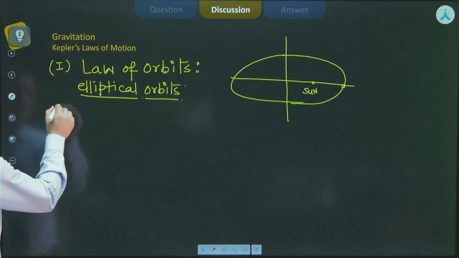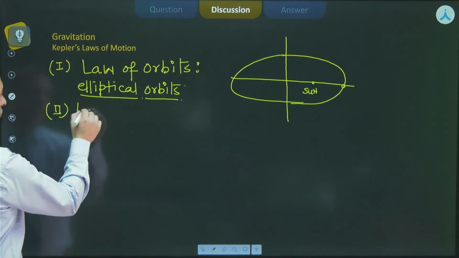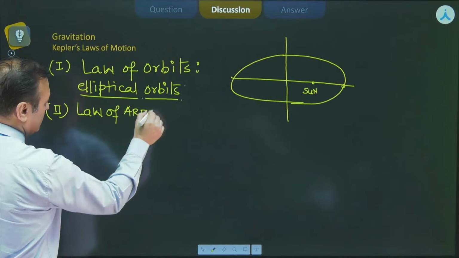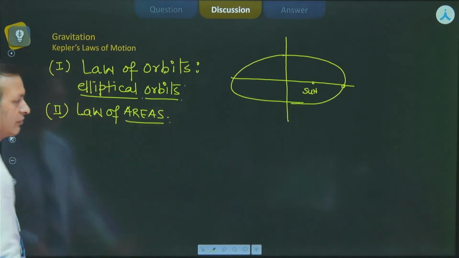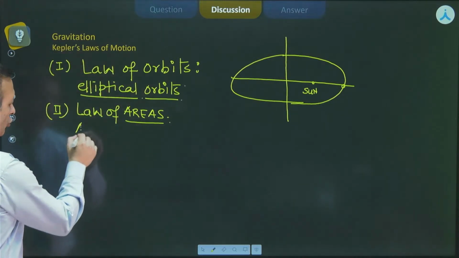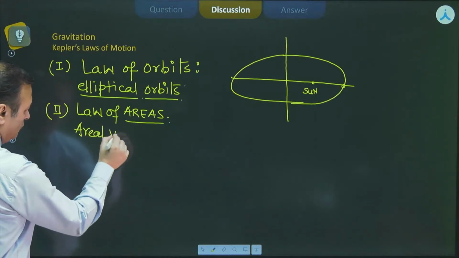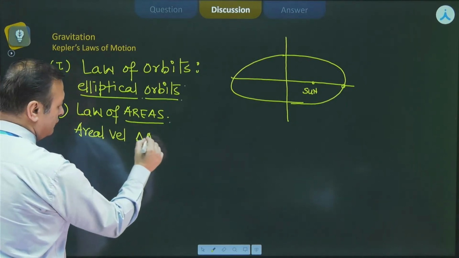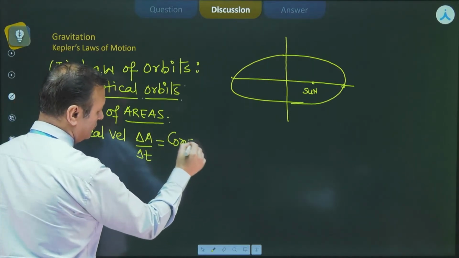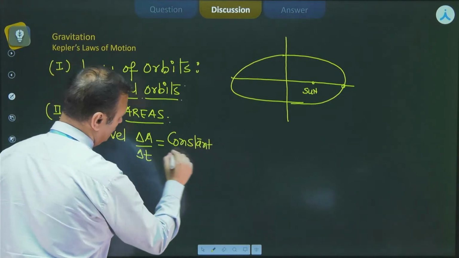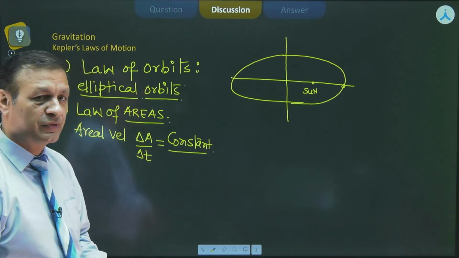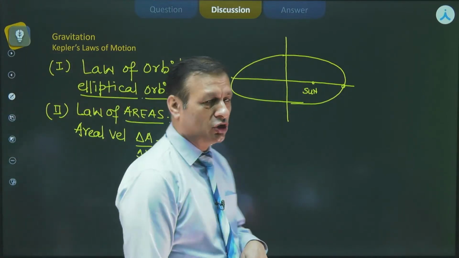Then the second is the law of areas. As per the law of areas, areal velocity, which is the rate of change of area with respect to time, remains constant. So this is the law of areas. Let's develop this concept.